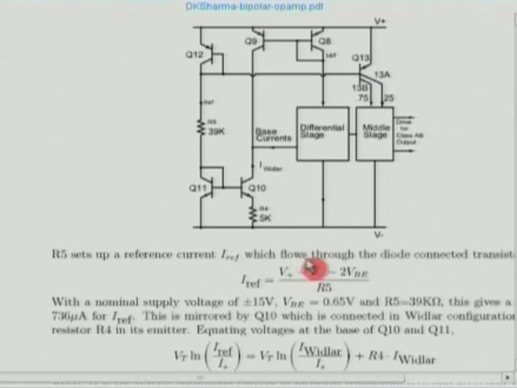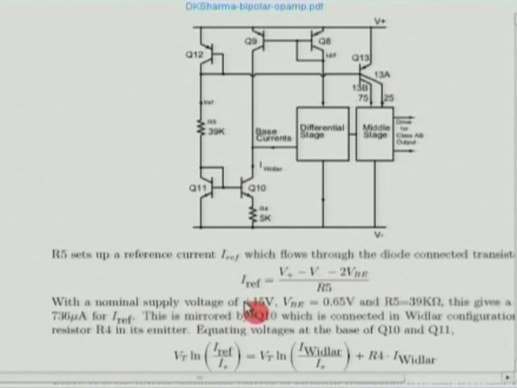So you can see that the reference current I ref is the difference of the two supplies, V plus minus V minus. Notice that V minus is negative. So if this was 15 and this was minus 15, then this will be 30, minus twice VBE, one VBE contributed by this, the other by that. This entire voltage drops across this 39K resistor, which is R5. So this divided by R5 gives you the value of the current.